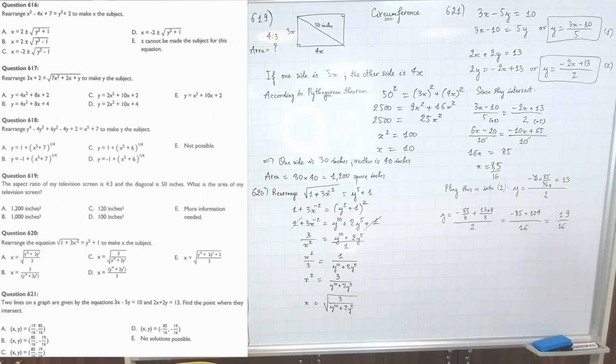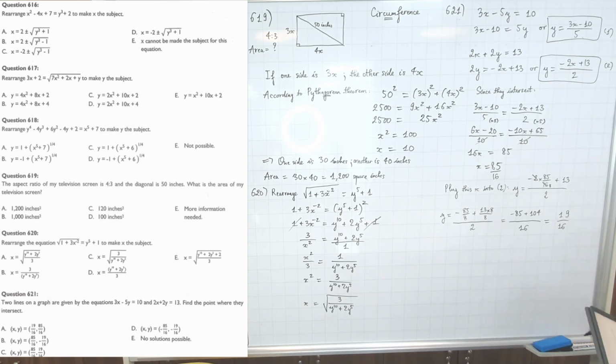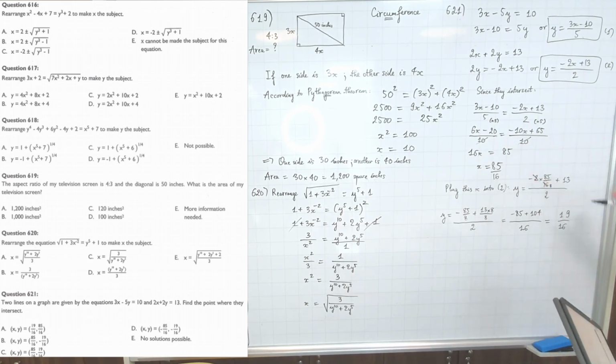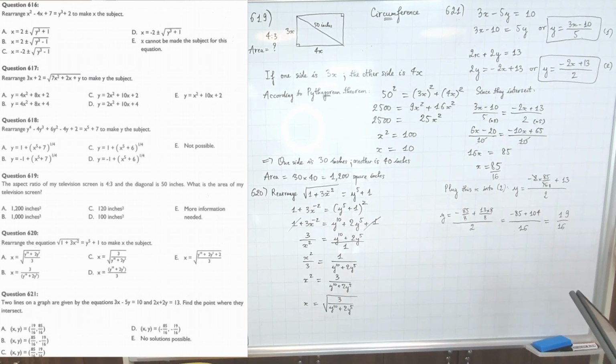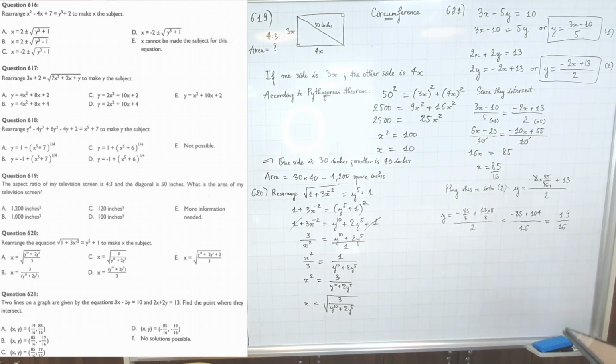So that point should be 85 over 16 and 19 over 16. So answer C is correct. See, it's not that hard.